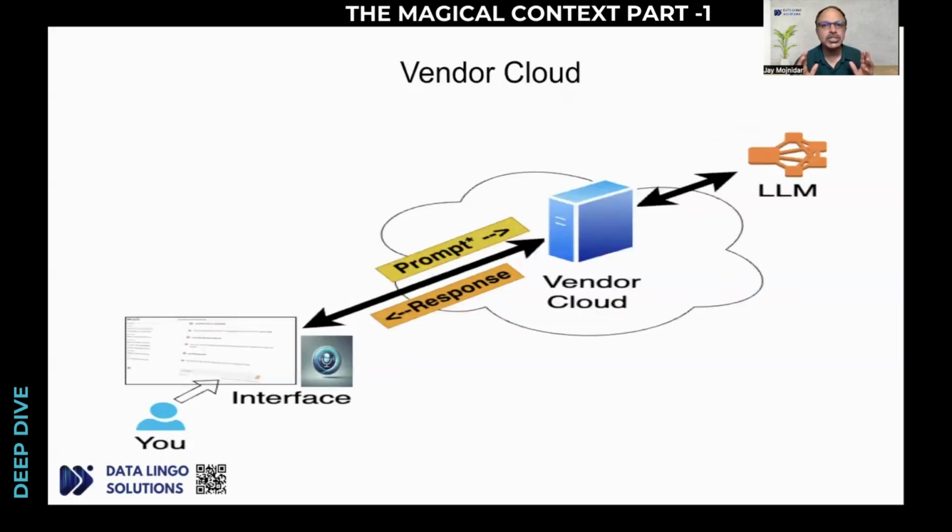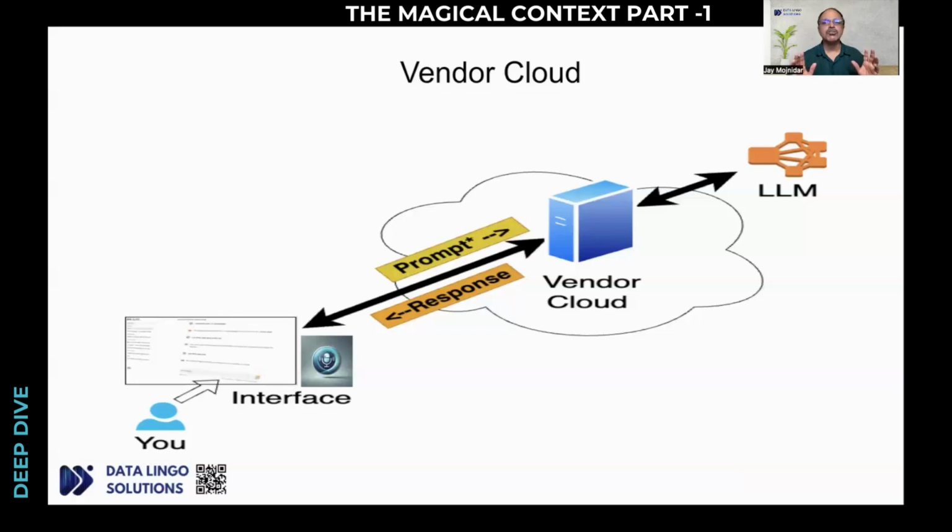Let's take a closer look at the LLM flow again. The LLM and the interface are still there, so are the prompt and response. But when you examine it closely, there is this new component called vendor cloud. You will see that the prompt first reaches the vendor cloud server before it gets to the LLM. Response also the same way. First reaches the vendor cloud before getting to the interface. The role of vendor cloud is very important. So let's understand that first.